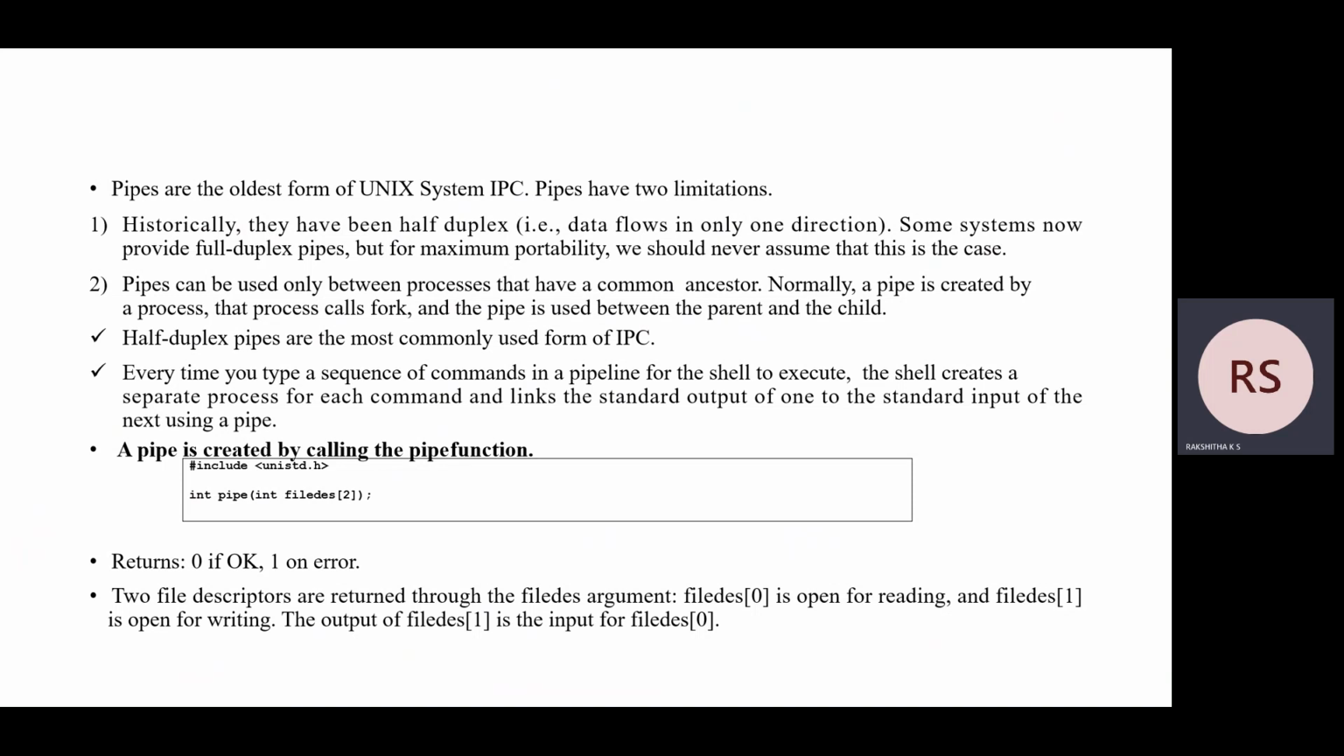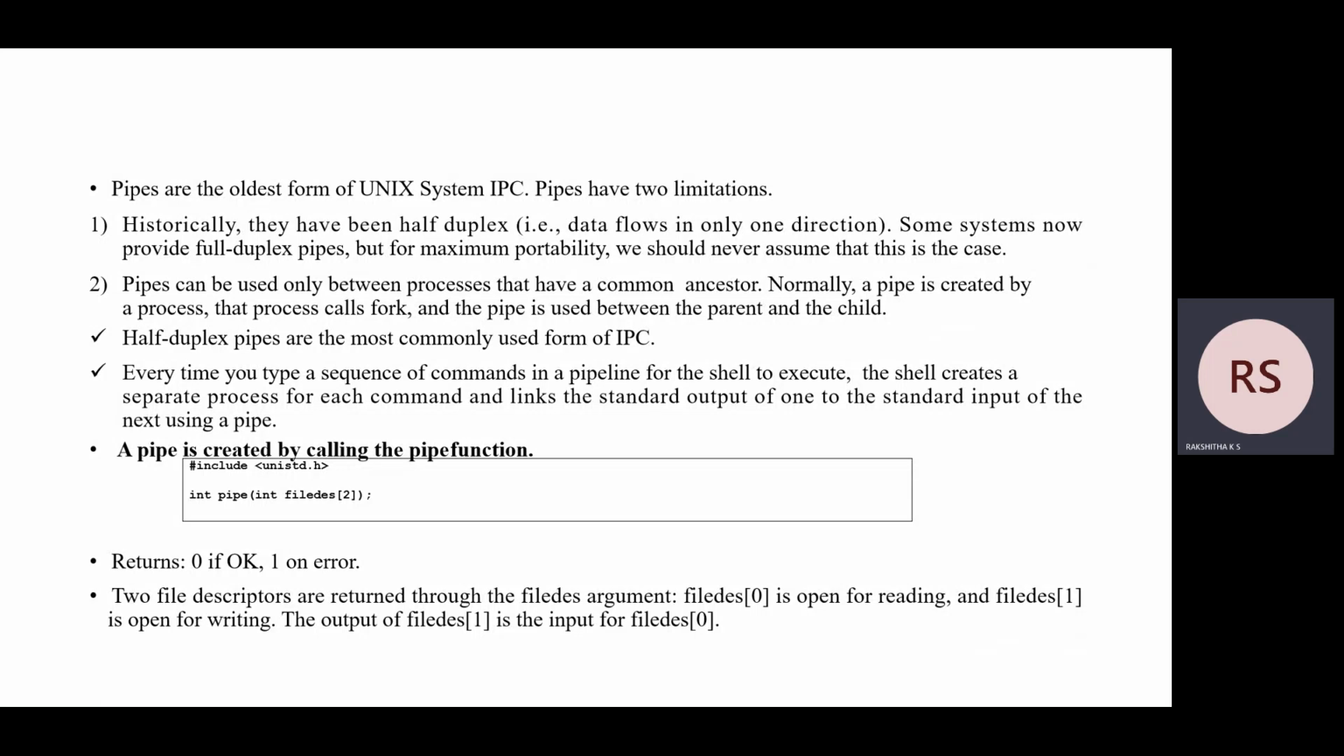Every time you type a sequence of commands in a pipeline for a shell to execute, the shell creates a separate process for each command and links the standard output of one process to the standard input of the next. So the standard output can be given as input for the next command.